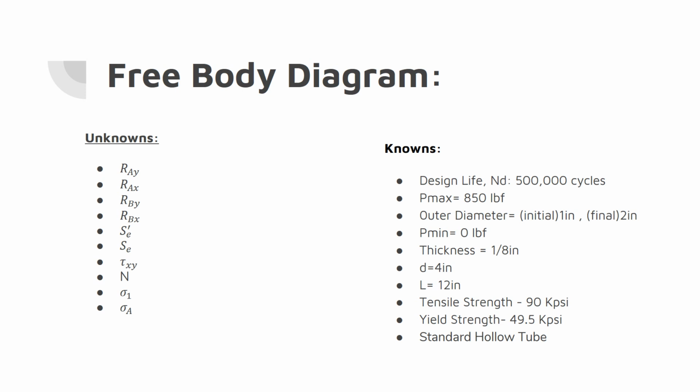So we know we're given a design life of 500,000 cycles, and a maximum load of 850 pounds. Initially we ran all the calculations with a 1-inch outer diameter pipe. Got to the end of it, realized it was below our factor of safety, so we went ahead and upped it to a 2-inch diameter pipe with a 1/8 inch wall thickness. We're also given that our maximum is at zero, our minimum is at 0, and the dimensions, the length of the entire bar, and the length between the force and the right side of it, and also obviously the material properties. We know the tensile and yield strength.